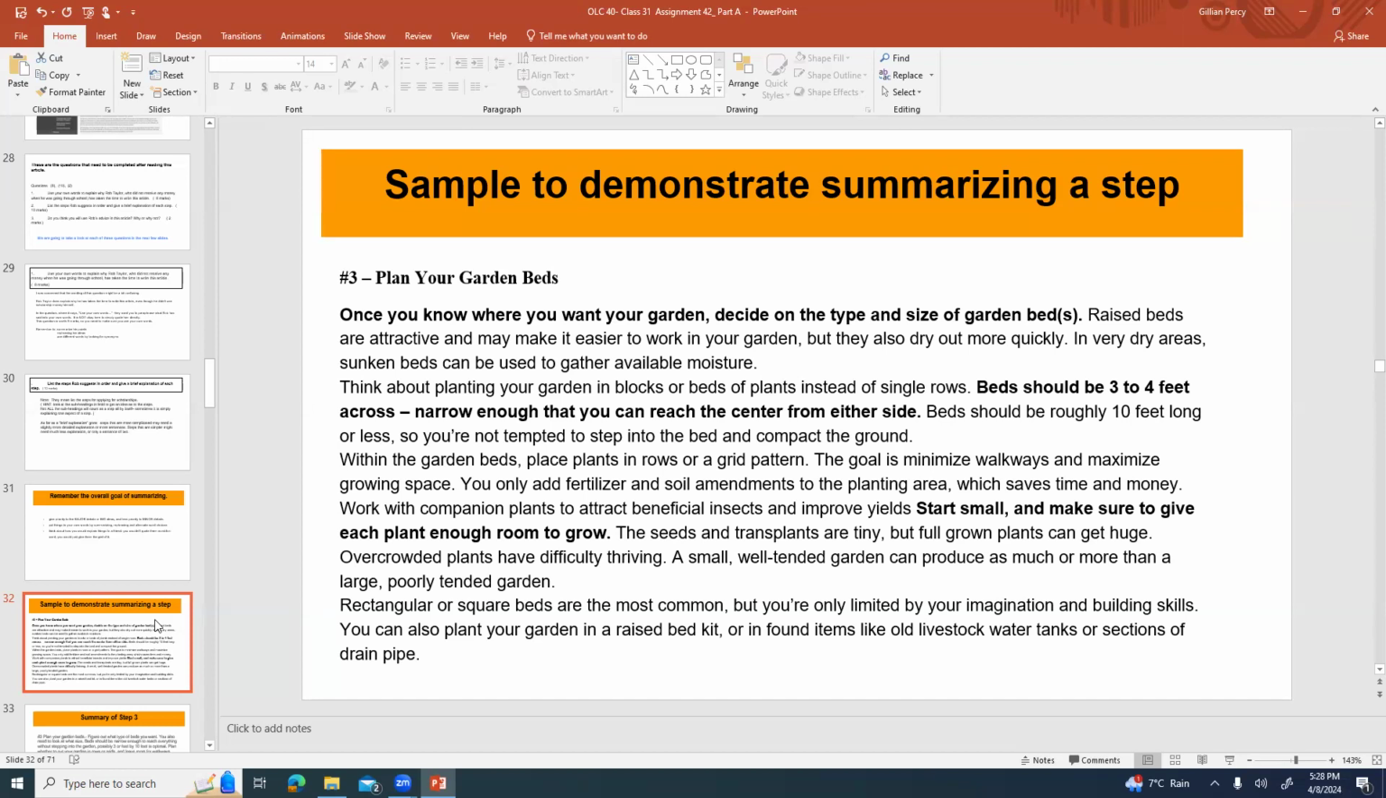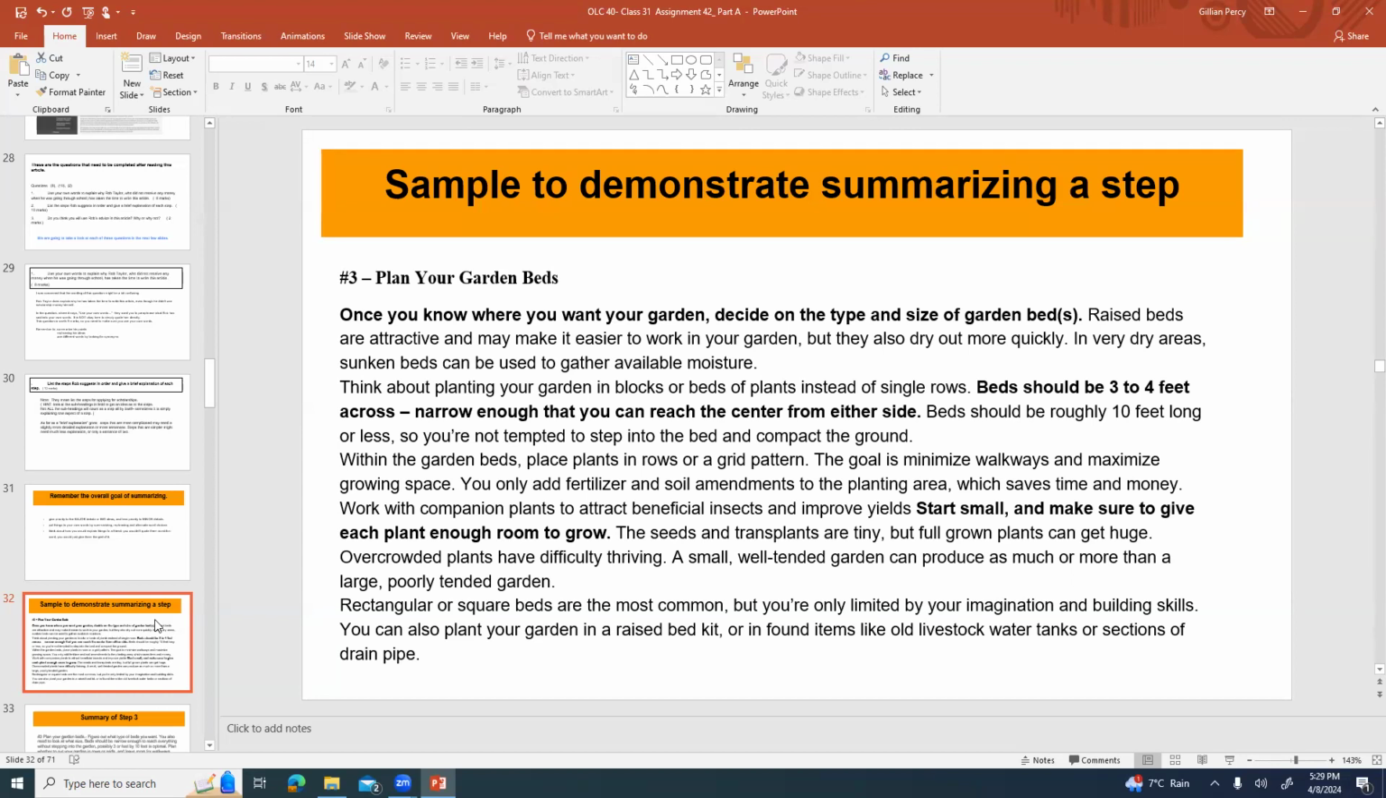Once you know where you want your garden, decide on the type and size of garden beds. Raised beds are attractive and may make it easier to work in your garden, but they also dry out more quickly. In very dry areas, sunken beds can be used to gather available moisture. Think about planting your garden in blocks or beds of plants instead of single rows. Beds should be 3 to 4 feet across, narrow enough that you can reach the center from either side. Beds should be roughly 10 feet long or less, so you're not tempted to step into the bed and compact the ground, in other words, like to stamp it down.